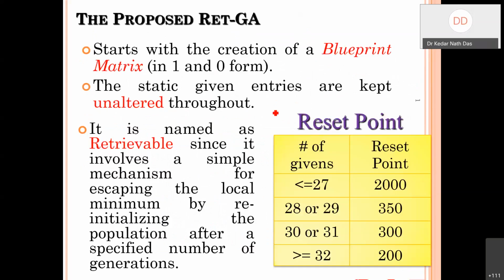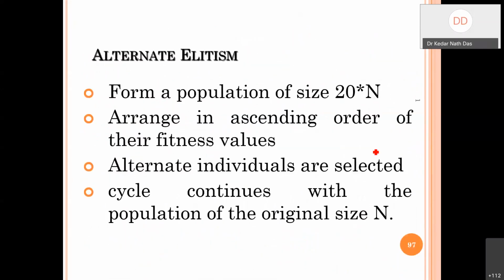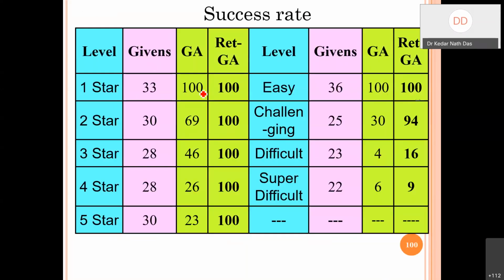These are reset points actually. If the givens are very many, we only have to fill a few cells. It's called an easy level Sudoku puzzle. If the number of givens is very small, then the restart point is 2000. After 2000 iterations, we restart the entire genetic algorithm. Because of this reset point, we name it the retrievable genetic algorithm. And what's better, you can see the result there, where the success rate is compared with the GA by Mantere and Koljonen, with whom we are going to compare our retrievable GA. The percentage of success out of 100 different runs is increased everywhere.